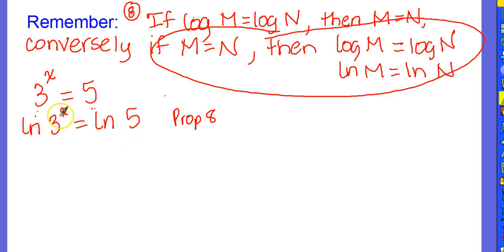Okay? And then my job is always to solve for x, so I need to get it out of this position up here in the exponential. So I'm going to use property 7 that says the log of a power is equal to the power times the log.